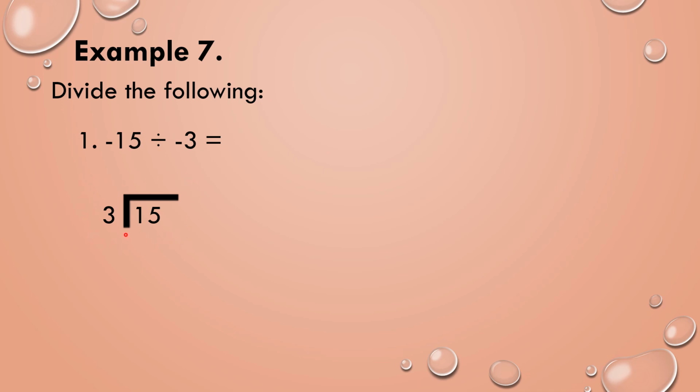So let us divide. Ilang 3 meron sa 15? So that is 5. And then, let us multiply these two numbers. Yung nakuha nating sagot, imumultiply natin sa 3. So 5 times 3 is equal to 15. And then, yung 15 na given ay ima-minus natin sa nakuha nating sagot. So 15 minus 15 is equal to 0. So wala siyang remainder or walang natira. Ibig sabihin, ang sagot na natin ay 5. That is the quotient.